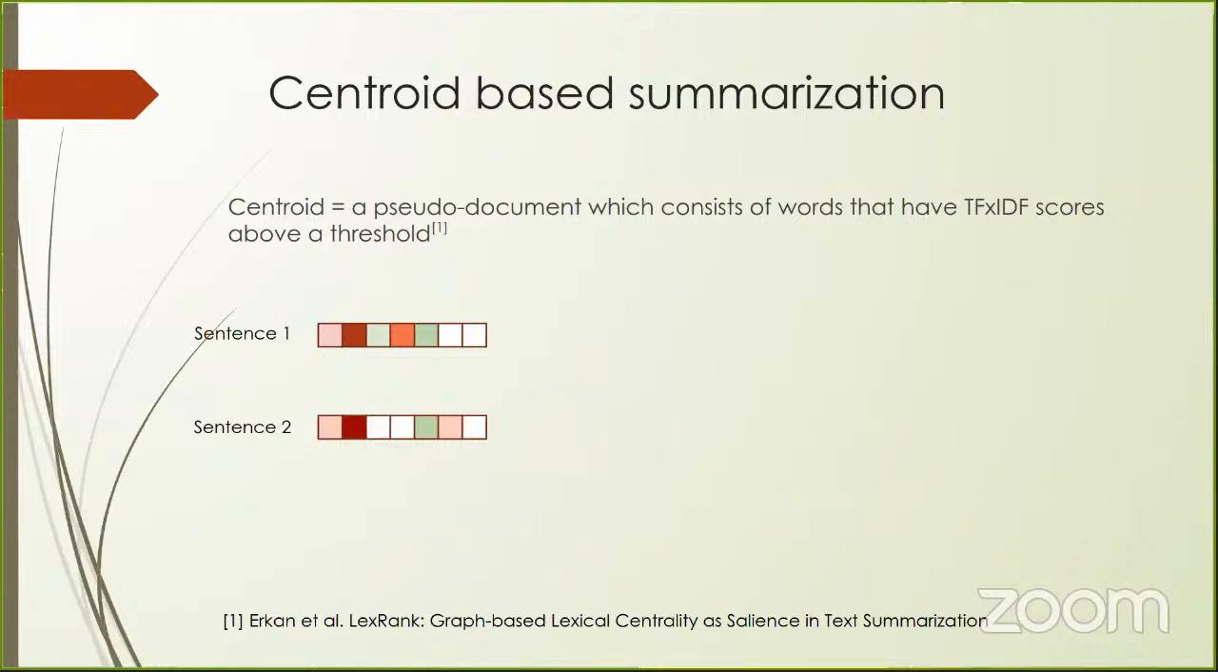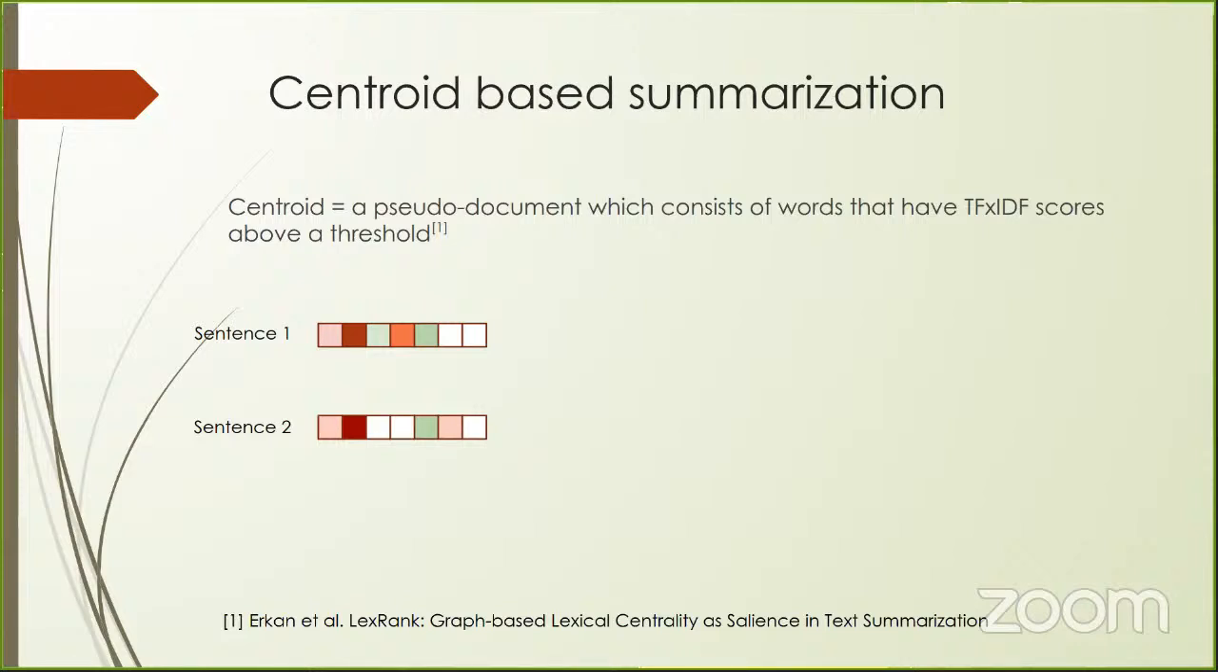Say, let's see an example. There are seven words in your vocabulary. Sentence one has five of them. Three out of these five have a TF-IDF score above your required threshold, the ones in different shades of red. The ones in different shades of green are words which are there in your sentence, but which you don't think are important. Okay? Likewise, sentence two. There are four words, three of which are important for you, one is not.